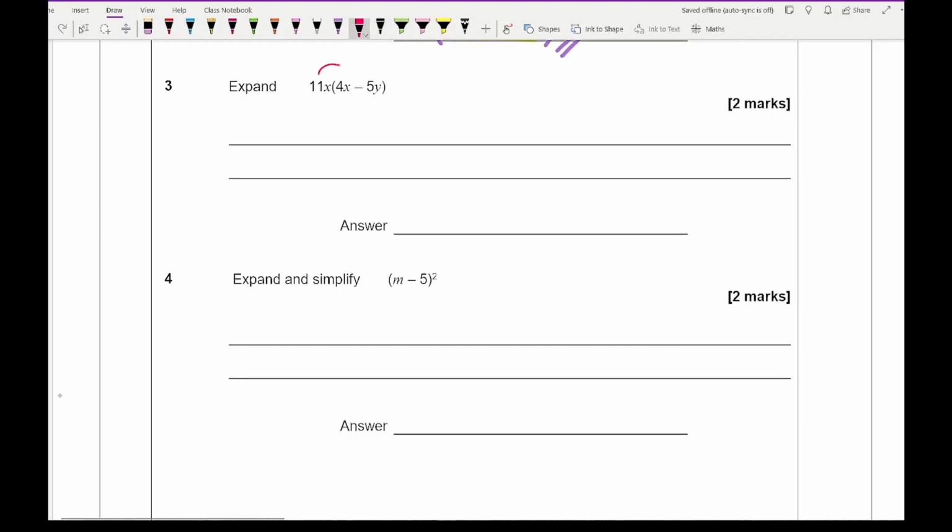Next one, for question 3, it says expand 11x, and then we've got 4x minus 5y inside the bracket. So here 11 times 4 is 44, and x times x is x squared. Then we've got 11 times 5, which is 55, and xy. Can't merge those together, so we just write them together, and I've got a minus in between those.